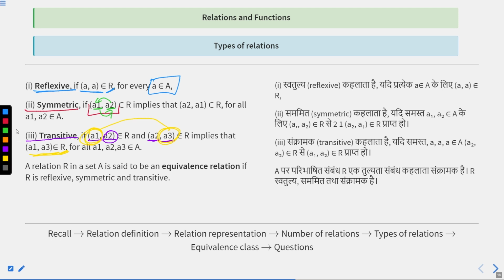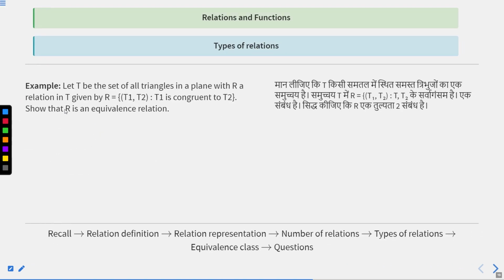And if my relation is reflexive, symmetric as well as transitive, then I can say that my relation is an equivalence relation. Equivalence relation means that it satisfies reflexivity, symmetricity and transitivity. Okay, I hope that it is clear. Let us move to next. From an example, we will understand.